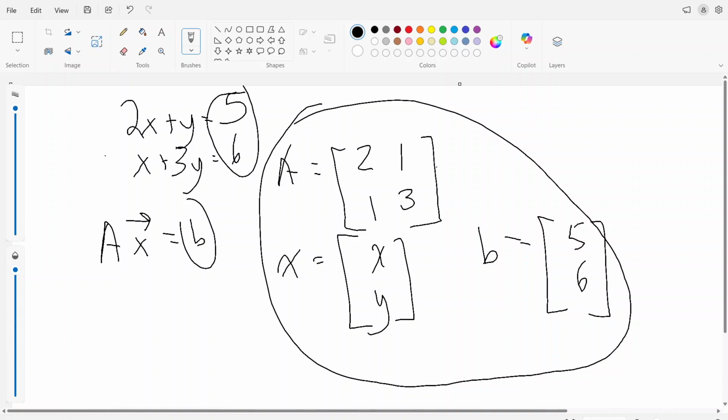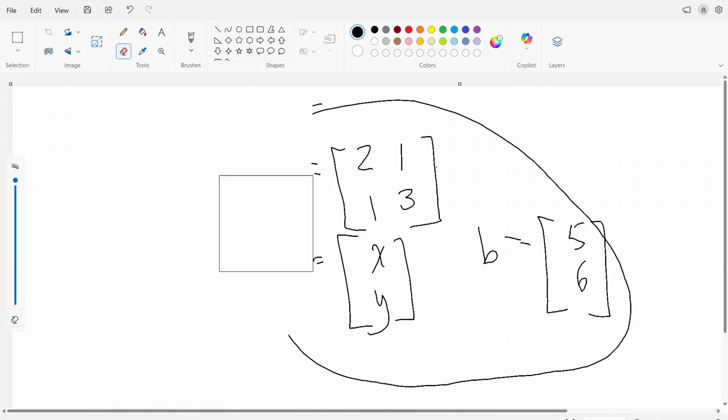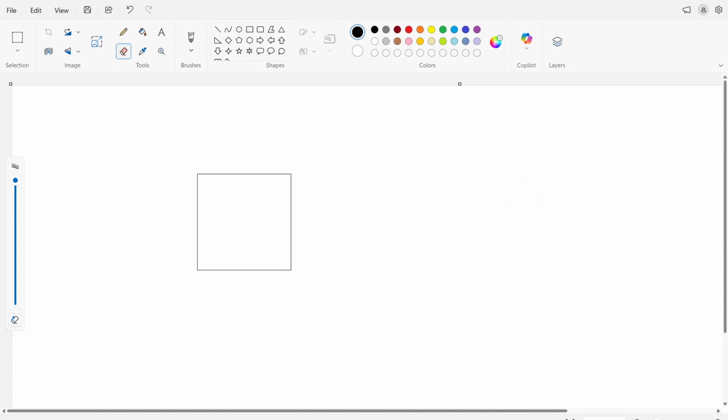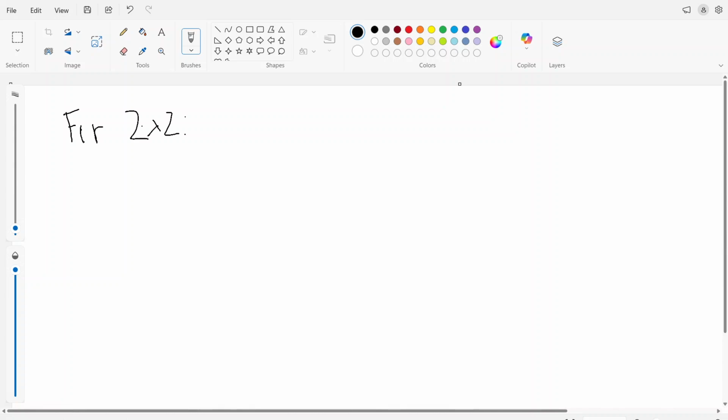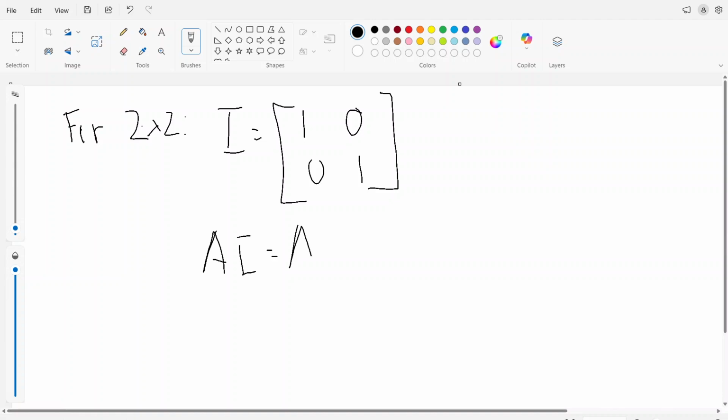The 10th thing I want to go over now is called the identity matrix. So this identity matrix acts like the number 1. So for a 2 by 2 matrix, we have the identity matrix that equals 1, 0, 0, 1. Because AI equals A. As in anything times 1 will be that anything. So that is how the identity works.